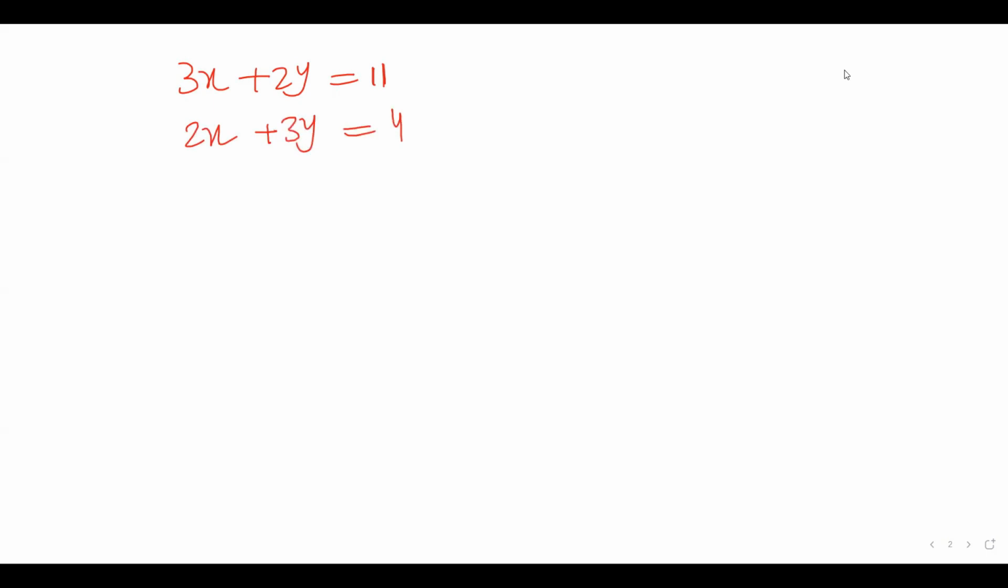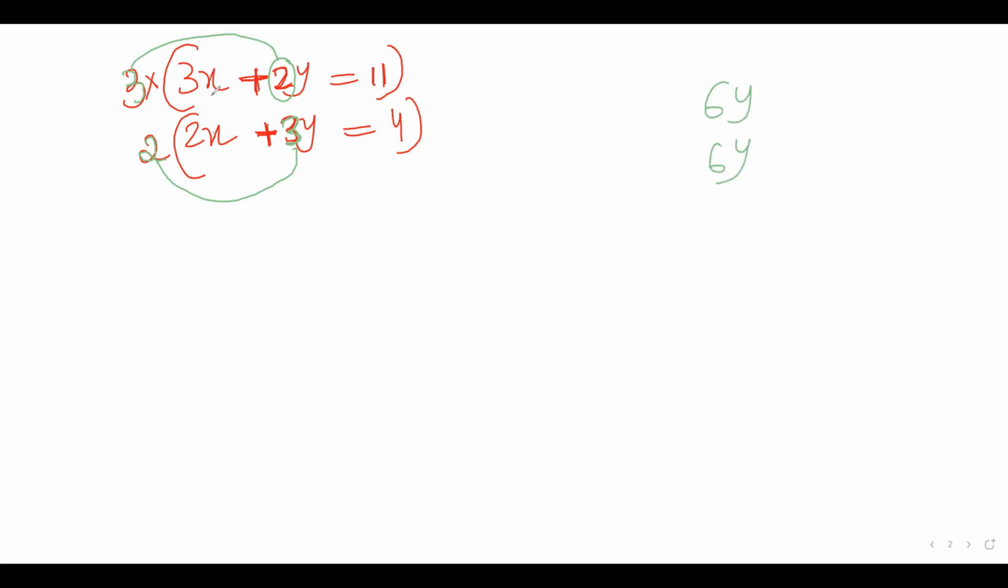Now here there is no chance of cancellation. You can cancel when you get plus and minus, but here the coefficients are different and both signs are the same. If it is plus plus, cancellation will not happen. Then what? First of all, you have to make the coefficients equal. We multiply the first equation by 3 and the second equation by 2, so that 3 twos are 6. We are trying to make the coefficients of y equal.